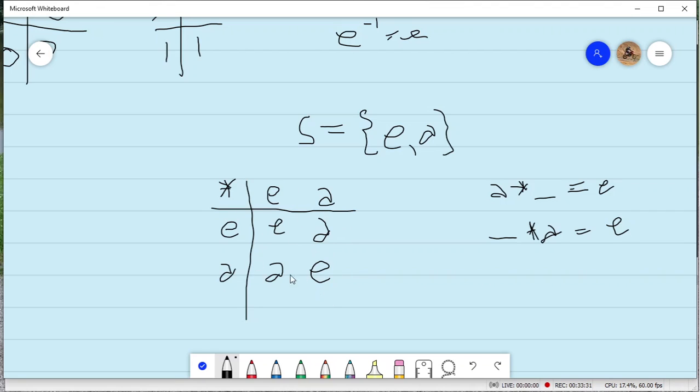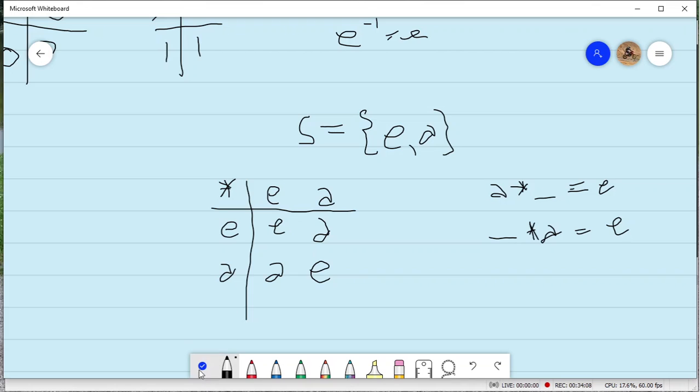Okay, we cannot find any other arrangement so that this would constitute a group, because if we put A here, there would be no E in this row and no E in this column, and that would violate the third axiom for a group structure. There can be no other arrangement other than this. This is the only group table or operation table that can satisfy a group structure. Any other group table that has two elements will just be isomorphic to this.